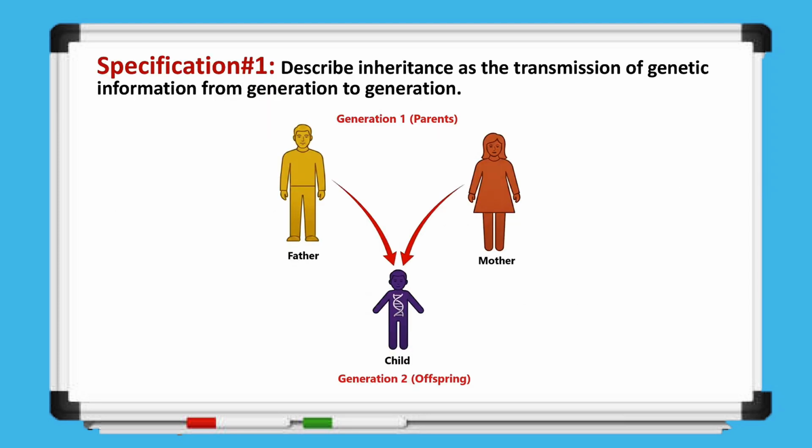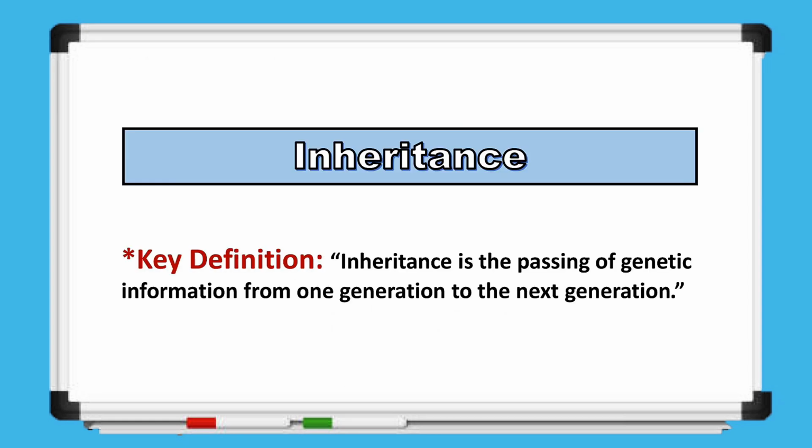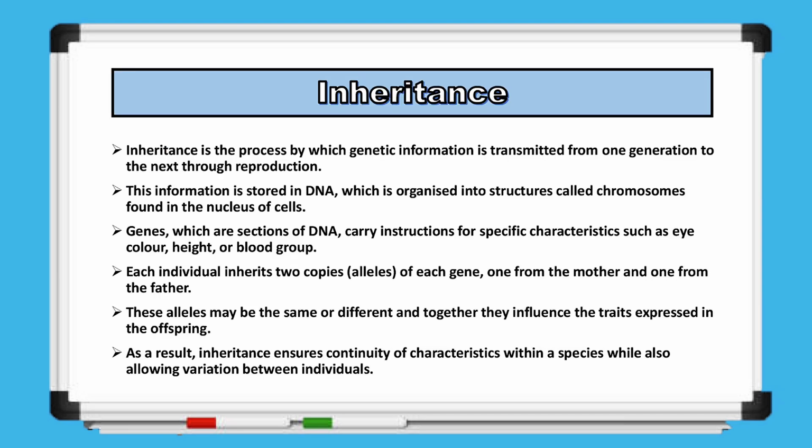So we begin with Specification 1, which asks us to describe inheritance as the transmission of genetic information from one generation to the next. So we write the definition of inheritance as: inheritance is the passing of genetic information from one generation to the next generation. So, inheritance is the process through which genetic information is passed from one generation to the next during reproduction.